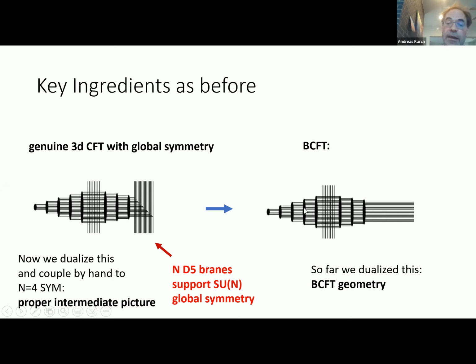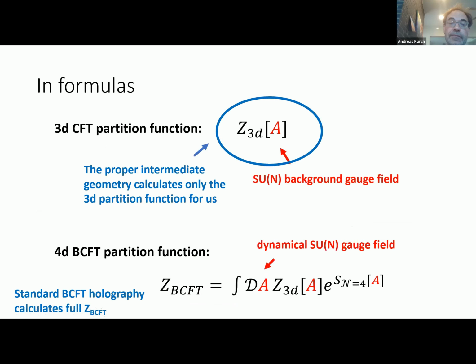What we've done before, we dualized the full BCFT geometry. This time, we're only going to dualize the 3D CFT. This is the slide I had before. The 3D CFT has an SU(N) global symmetry. I have some background gauge field. What I'm going to basically do here is take this 3D partition function and have some theory in AdS4 that holographically calculates the 3D partition function for me. So I'm only going to use holography to calculate the 3D partition function.